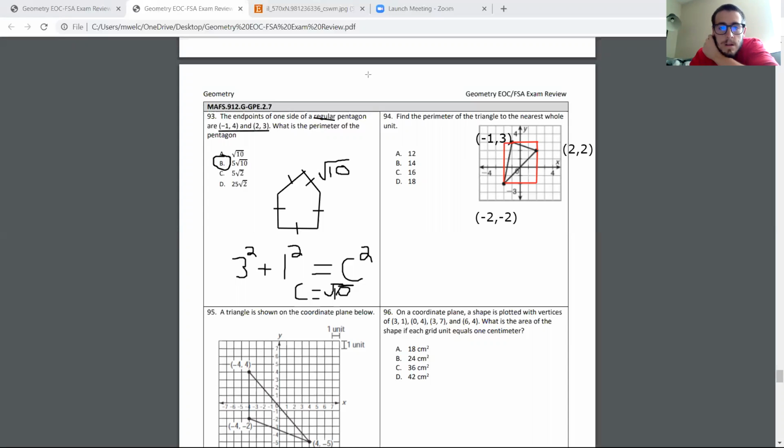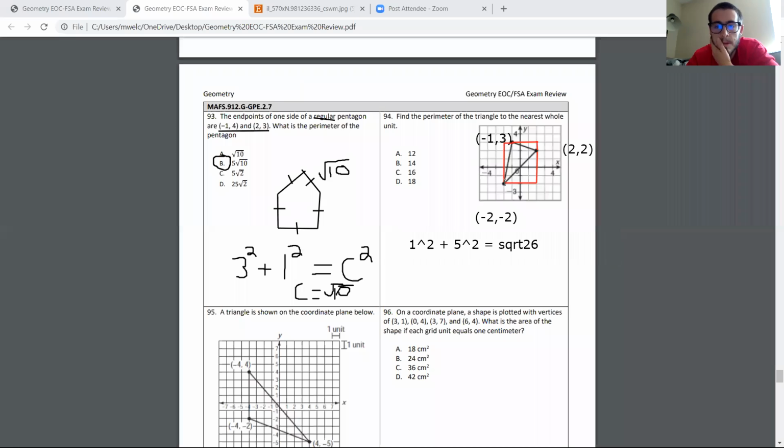So let's talk about this distance first, from (-2, -2) to (-1, 3). So from -2, let's do the x. From -2 over to -1, from this number to this number, that's a distance of 1. So we have 1 squared. And then from the y value, from -2 to 3 is a distance of 5. So that's 5 squared. And that equals 1 plus 25, so square root 26. So that's this first side length.